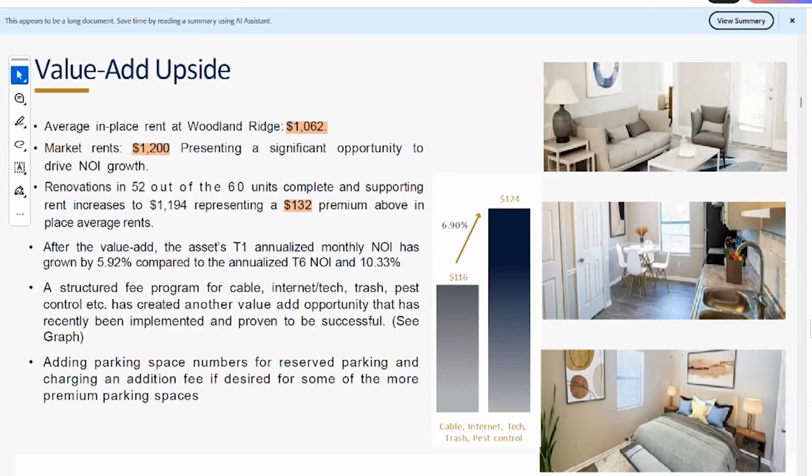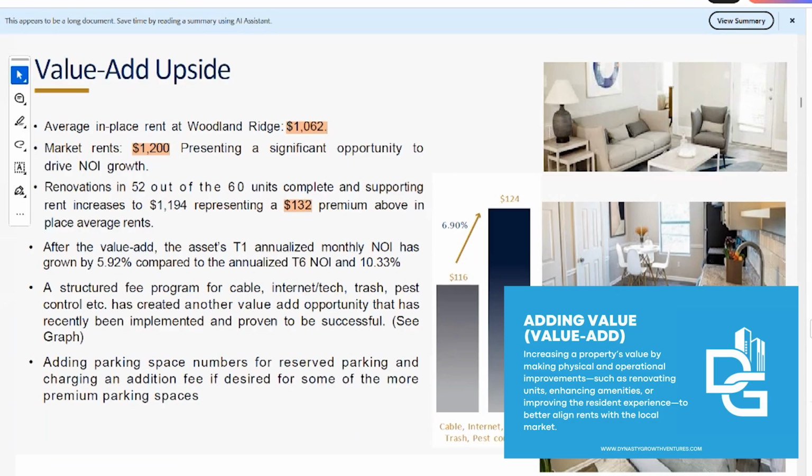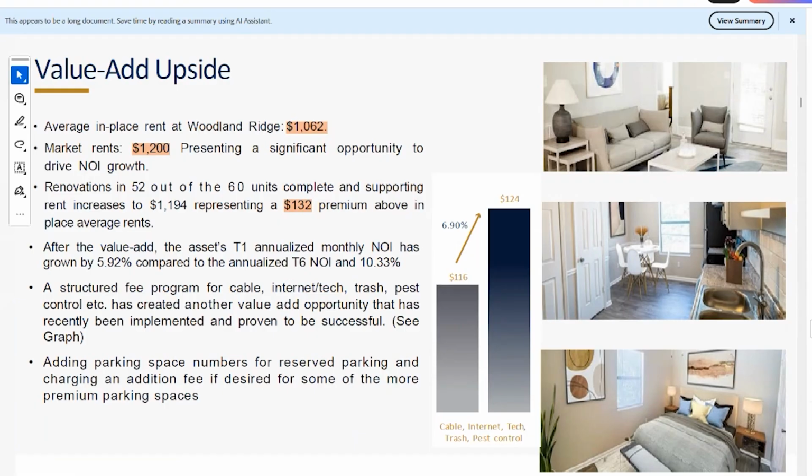Aside from raising rents, there are other ways to add value, like different amenities for cable, internet, trash, pest control, different amenities that you can offer tenants that they will pay for, right? So there are fee programs for cable, internet, tech, trash, pest control. My building, I know we have other vending machines, pet services, dog walking services. These are all other drivers of income. Reserved parking or covered parking is another thing that we can charge for. These are fees that the tenants will happily take advantage of and add to our cash flow.